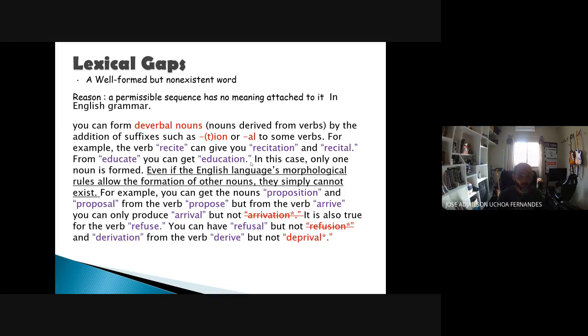Although educato is possible because there is a permissible sequence in the grammar that tells us that -al is a derivational noun-forming suffix, we do not have the word educato. We only have education. So educato, we would write it with an asterisk like this, meaning that it's ungrammatical, meaning that it's a lexical gap, also called a lacuna. It's a gap in the language allowed by the rules of word formation, but that does not mean anything.